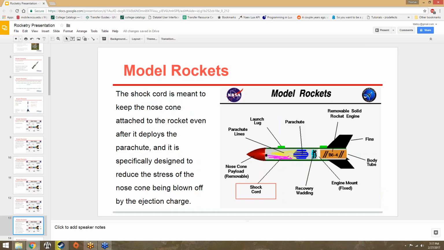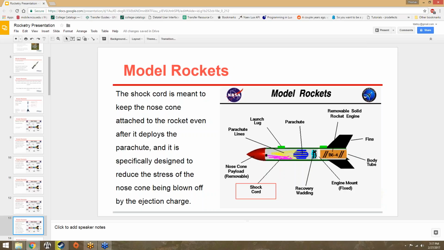The shock cord is meant to keep the nose cone attached to the rocket even after it deploys the parachute. So, the nose cone is meant to be just as recoverable as the rest of the rocket. The shock cord basically attaches the nose cone to the inside of the rocket body, ensuring that the nose cone doesn't go flying away as soon as the ejection charge deploys. Like, it'll still be dangling from the rocket. And in addition, part of the reason why it's called the shock cord is it's specifically designed to reduce the stress of the nose cone being blown off by the ejection charge.